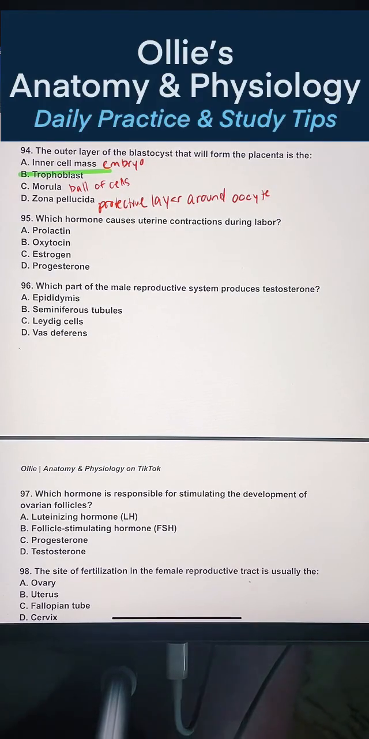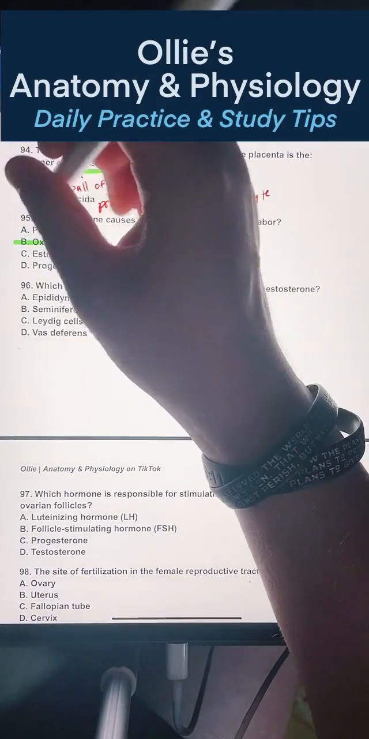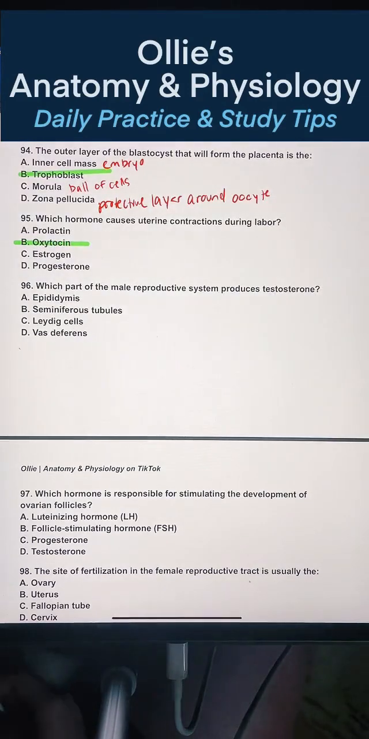Number 95, the answer is B. It is oxytocin. Oxytocin stimulates the smooth muscle contraction in the uterus during labor. Also, like we mentioned, oxytocin is for our milk ejection, and prolactin is for our milk production.